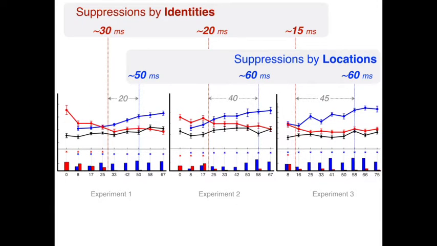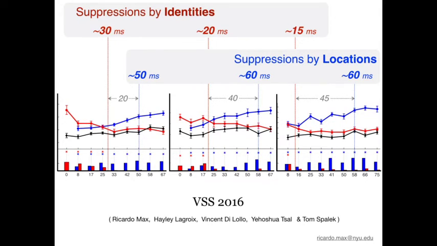We conclude that in our experiments, and possibly in flanker tasks in general, even though the system could fully predict all locations and all relative positions at all times, still the system recognized and suppressed identities much faster than it mapped and suppressed locations. Thank you very much.